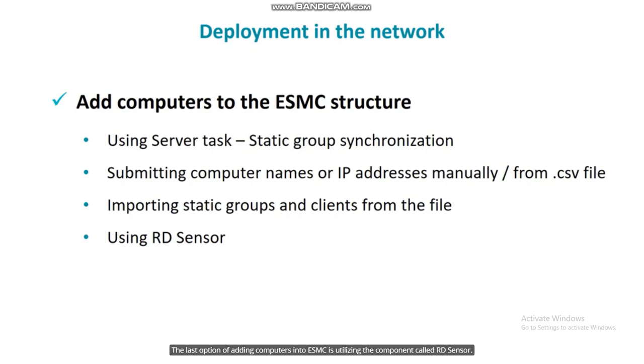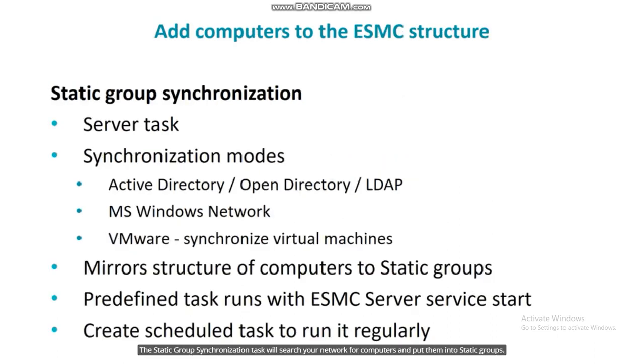The last option of adding computers into ESMC is utilizing the component called RD sensor. RD sensor is by default a passive listener of network communication that reports to ESMC server all the communicating devices in network. The static group synchronization task will search your network for computers and put them into static groups.